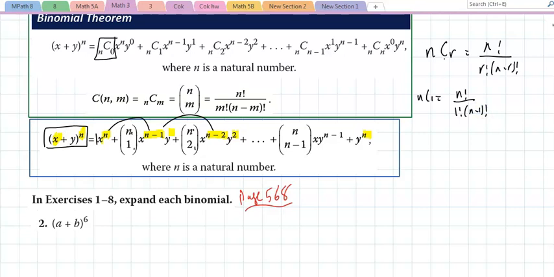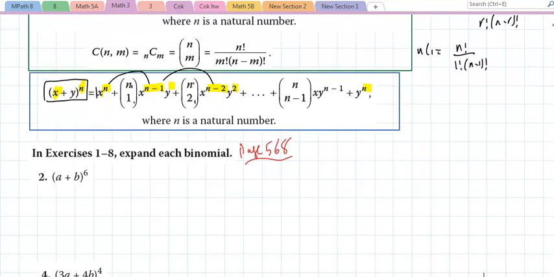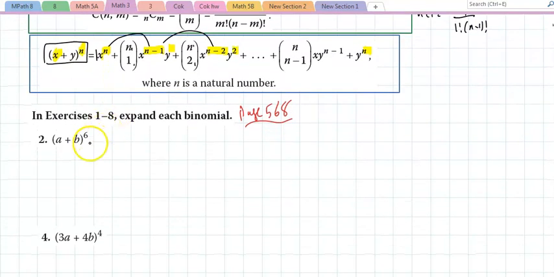Expand each binomial. So to expand the binomial, this is to the 6th power. If I really want to use Pascal's triangle, I can. It depends on the power. I suggest if it's 5 or less, use Pascal, and if it's more than 5, use the binomial theorem, but you must learn both. So, if I want to use this formula, let me show you how that works.